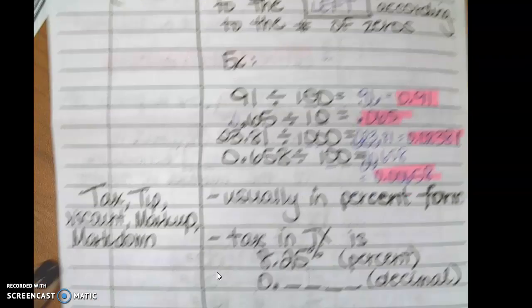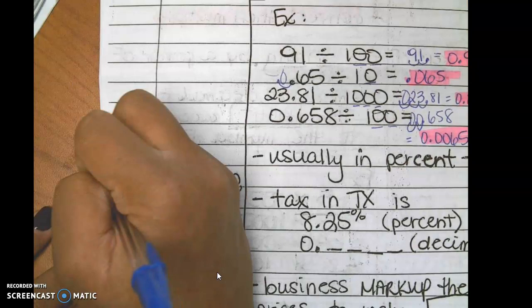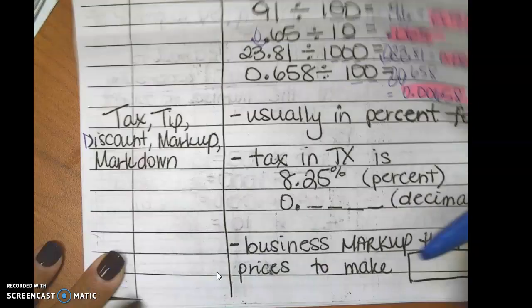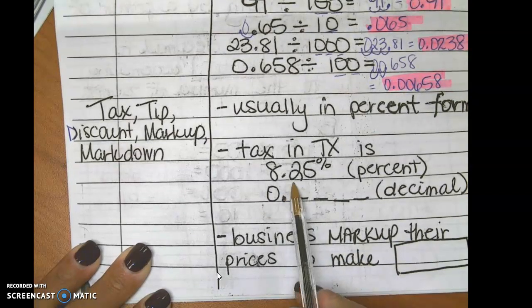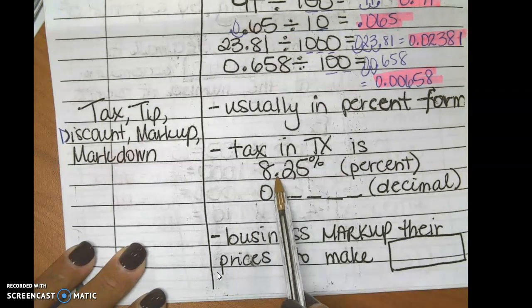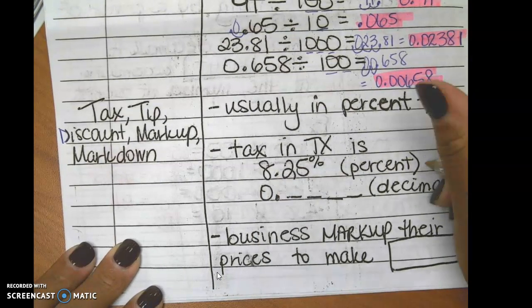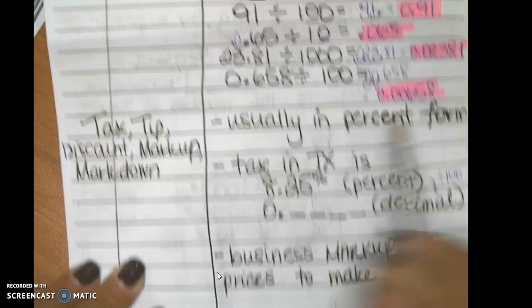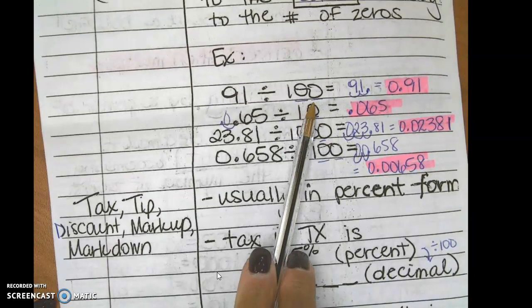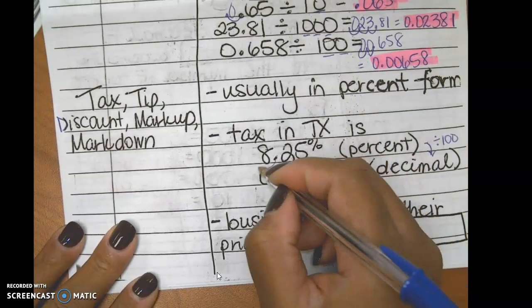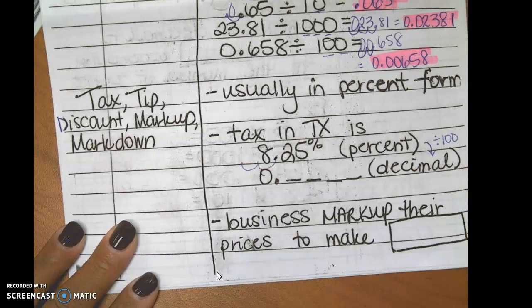All right, tax, tip, discount, markup, and markdown. Tax in Texas is 8.25%. As a decimal, this is a percent. Yes, it has a decimal in it, but if I go from percent to decimal, I have to divide by 100. So what did I just do when I divided by 100? I moved my decimal 2 places to the left. So I'm going to take this guy and I'm going to go whoop, whoop, boom.